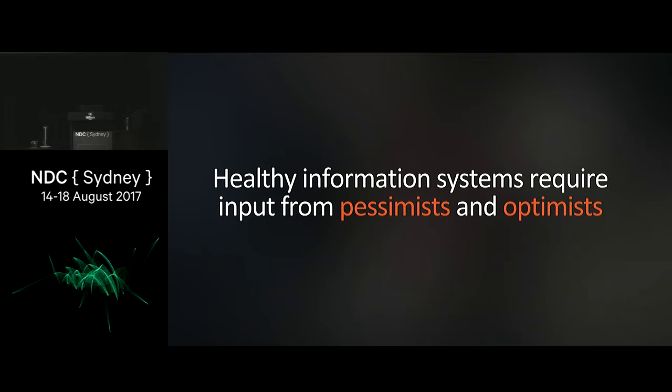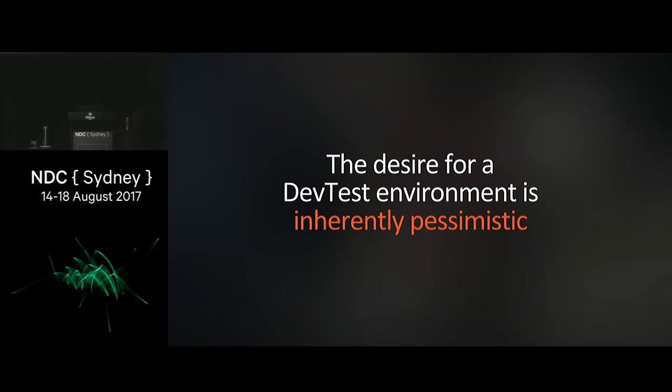Healthy information systems require pessimists as much as they require optimists. If you just have pessimists, nothing gets done. If you just have optimists, everything's unicorns and fairies until something goes wrong. So you have to have people that approach this in different ways. So the desire for a dev test environment is an inherently pessimistic one. And this is one of the reasons that a lot of organisations don't have them, especially born in the cloud organisations.